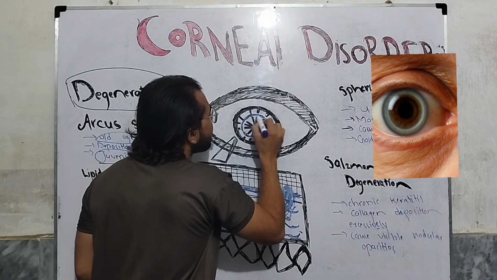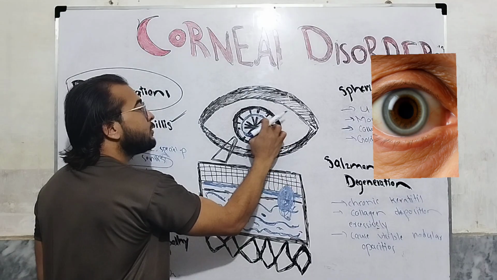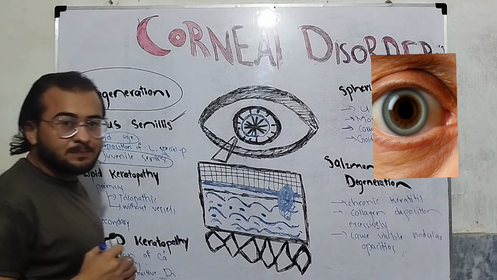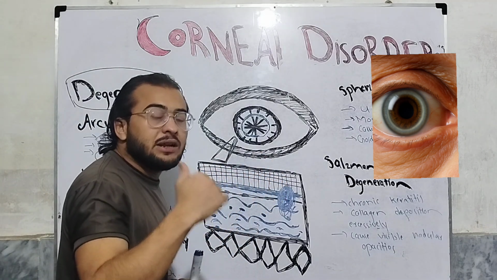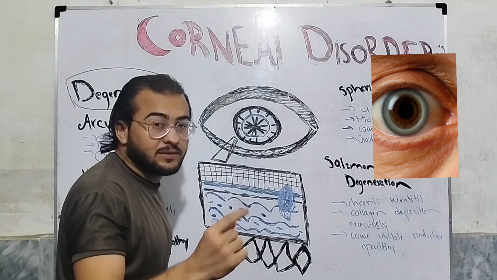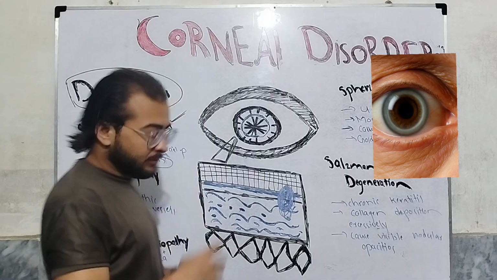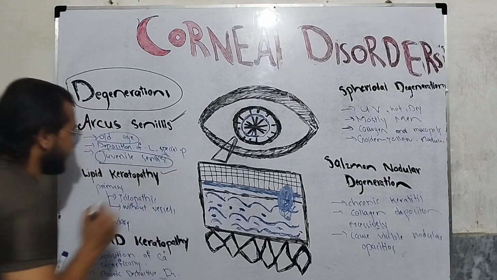So this is the deposition of lipids in the peripheral cornea, but there is a clear cornea between the limbus and the opacity. This is called arcus senilis. When this occurs in a young individual, it is called arcus juvenilis, and it mostly occurs in a young individual due to dyslipidemia. Okay. The second one is lipid keratopathy.